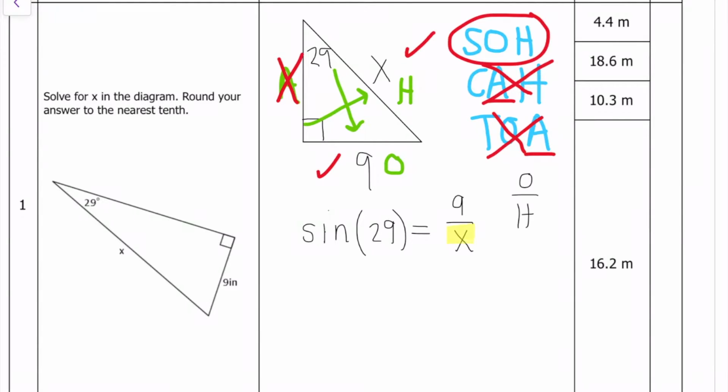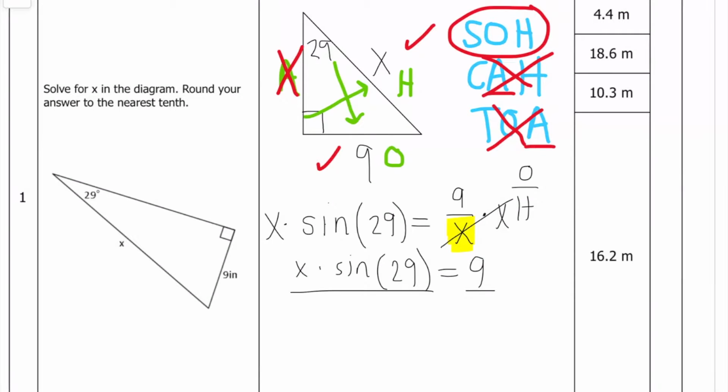Now we need to isolate x and solve for it. To isolate x, we multiply both sides by x. On the right side of the equation, the x's divide out to 1. So now we're left with x times sine of 29 equals 9. Now we need to get x by itself, so we can divide both sides by sine of 29. On the left side of the equation, the sines of 29 divide out to 1.